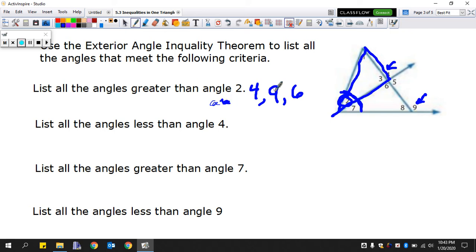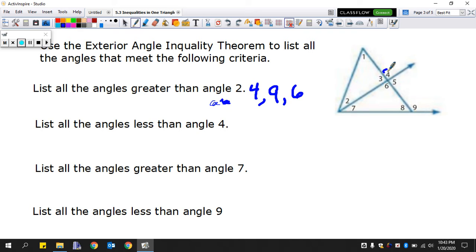All right. It says list all the angles that are less. So let me erase this. Okay. It says list all the angles that are less than angle 4. Well, all right. So this is sort of the opposite of the first one. So angle 4 is right here.